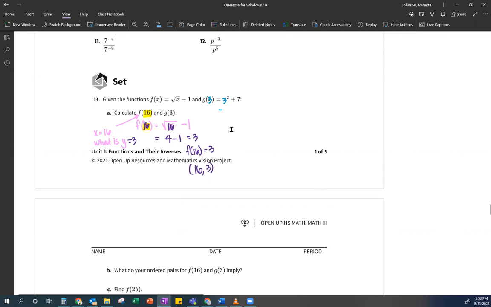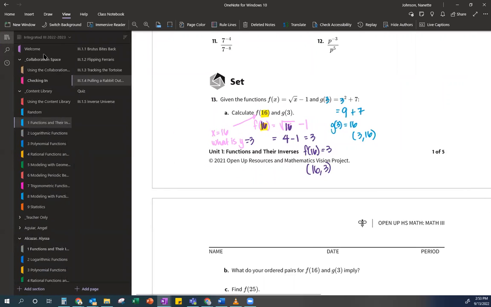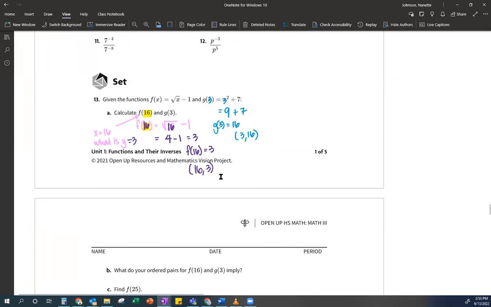Okay, so I got that g of 3 was 16, so my point is 3 comma 16. And you should be like, hey, Miss Johnson, that's kind of cool. Look, they're flippy-flopped of each other. And I'm like, yeah, that reminds us that it could be an inverse. So what do your ordered pairs imply? So what do they imply?